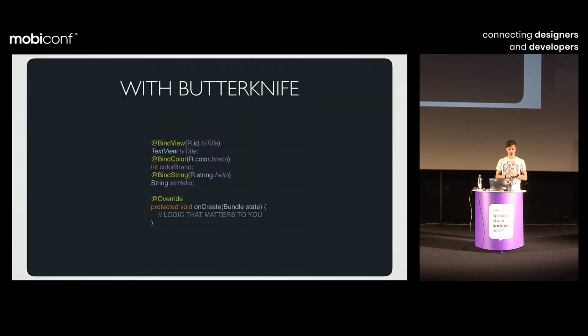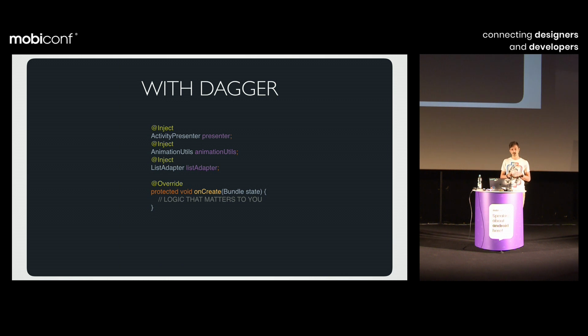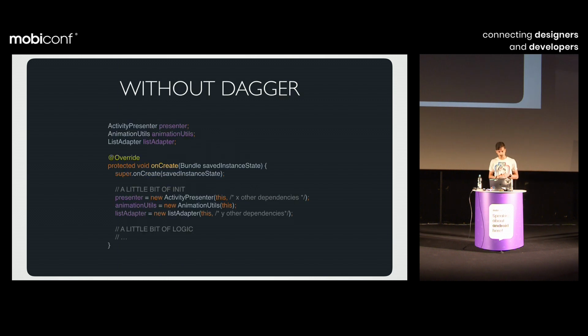What does it mean? Simple example, Butterknife. So you know how it works. It injects all resources like strings, like the dimensions, colors, and so on and so on. Thanks to Butterknife, you can focus on the logic that matters, and only this. Without Butterknife, our code is a mix of a little bit of initialization and a little bit of logic. And the same with Dagger. So all dependencies are provided for you, and you don't have to struggle with finding the way to provide the most hidden dependency to your activity code.